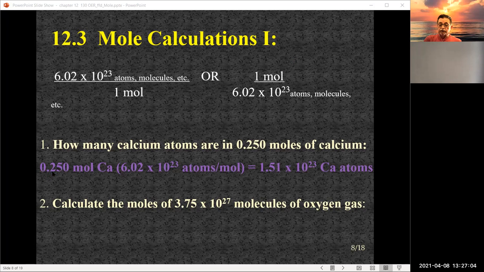But 0.250 is, okay, that comes originally from a measurement and transferred over. So you got 3 sig figs, so your answer should have at least 3 sig figs. 1.51 times 10 to the 23rd. That is quite a bit of atoms. 0.25 is the decimal number for a quarter mole. A quarter mole of calcium has that many, 1.51 times 10 to the 23rd.